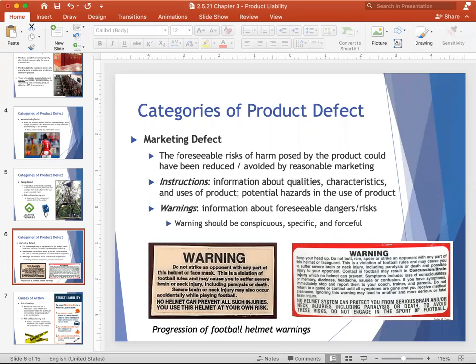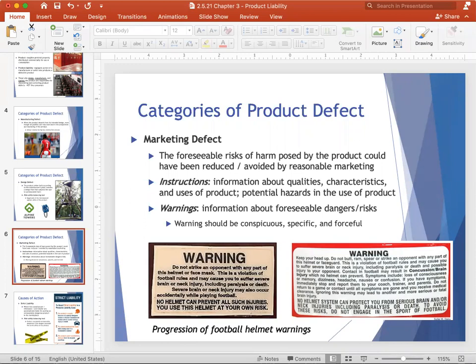The marketing material should also include warnings of any foreseeable dangers based upon not only the use of the product, but also foreseeable misuse of a product. So the objective of a warning is really to alert the user of any danger that they may not be aware of. Now, this warning should be conspicuous, which means it attracts the user's eye. It should be specific so that it can be understood by the user, like an average person should be able to understand the warning.